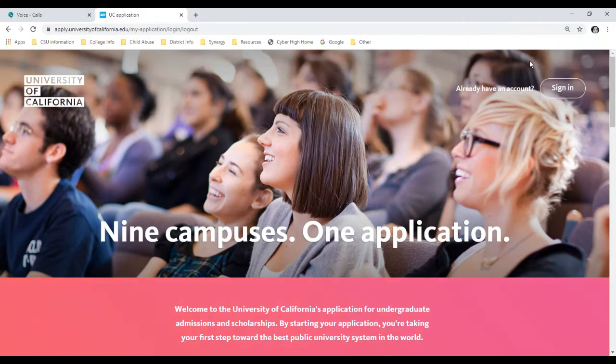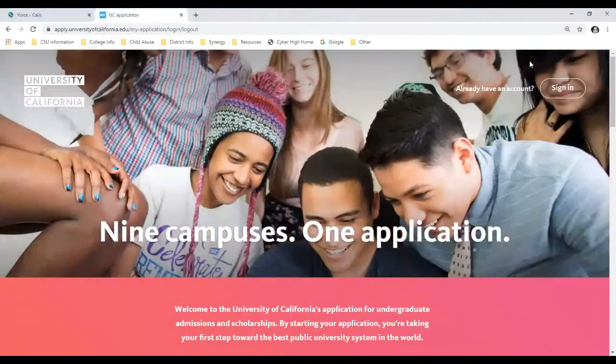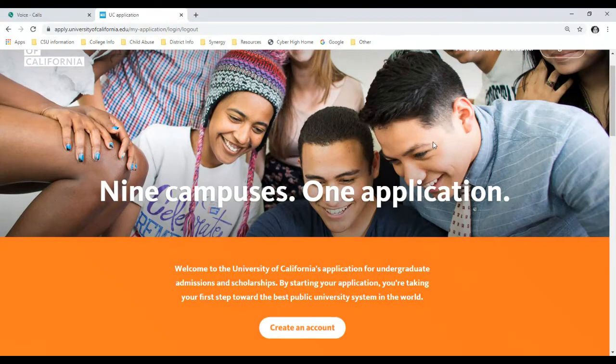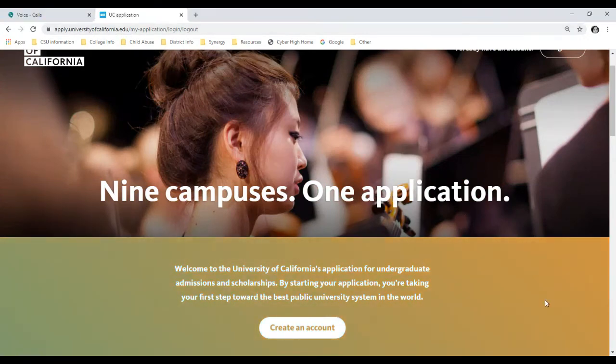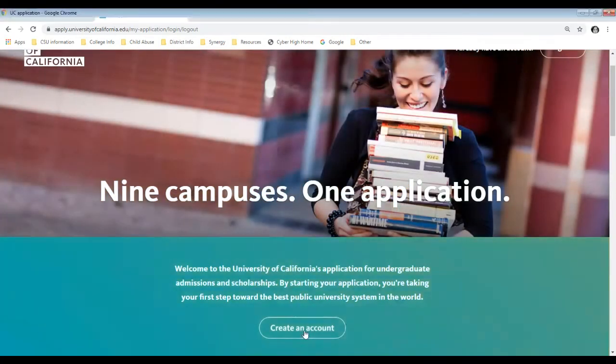So as you can see, I have the website with the UC application right in front of me. If you haven't created your account, you have to create an account before you can start filling out your application, okay? So you go here to the apply.universityofcalifornia.edu website, and you're going to click down here where it says create an account.